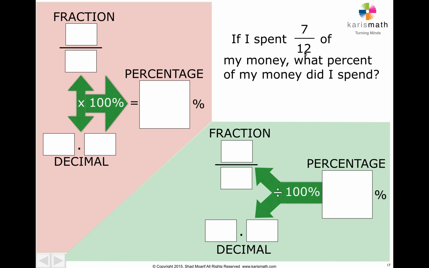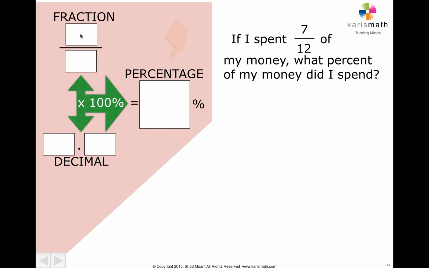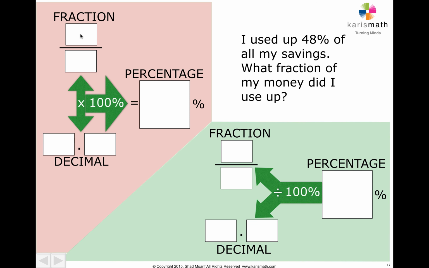If I spent 7/12 of my money, what percent of my money did I spend? Now, will this go here to work out or here? You're changing fraction to percent. So fraction to percent is which one? Fraction is here, change it to percentage. There it is. So 7/12, that's this one here. Okay, just decide what will go where.